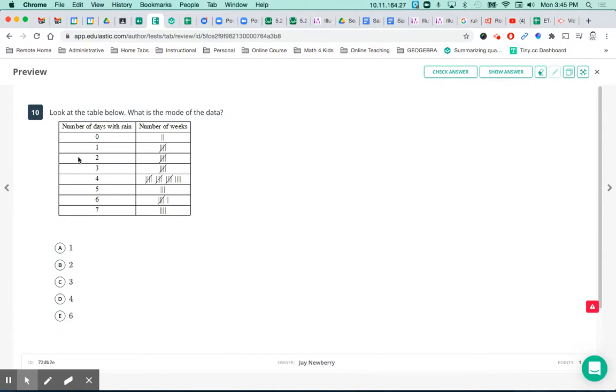And number 10, mode question. This one's pretty straightforward because these are the number of days without rain, and these are the number of weeks that had this number of days. The mode is the one that happened most often, which is this one right here, which is for the 4, the number of days of rain. Okay, so D would be our answer there.